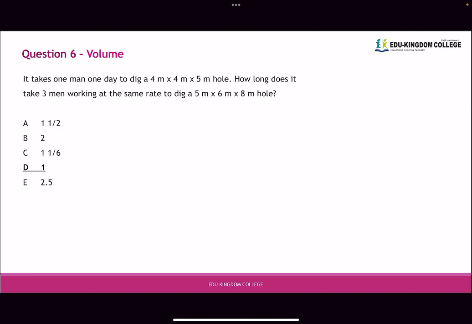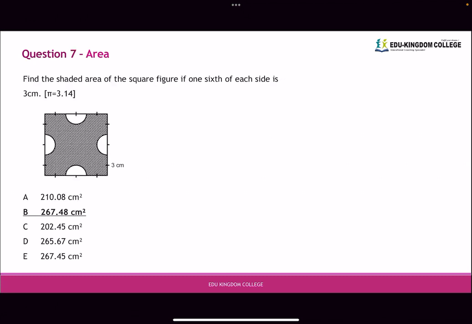So question 6, if we have one man in one day, he digs a 4x4x5, so that's 16 times 5, which is 80 meters cubed. So that's our volume. How long does it take 3 men to dig 5x6x8, which is 240 meters cubed? It's 3 times the volume, but we have 3 times the number of men, so it's going to take the same amount of time. Each man does 80 meters cubed in one day, which means that 3 men in one day will be able to do 240 meters cubed.